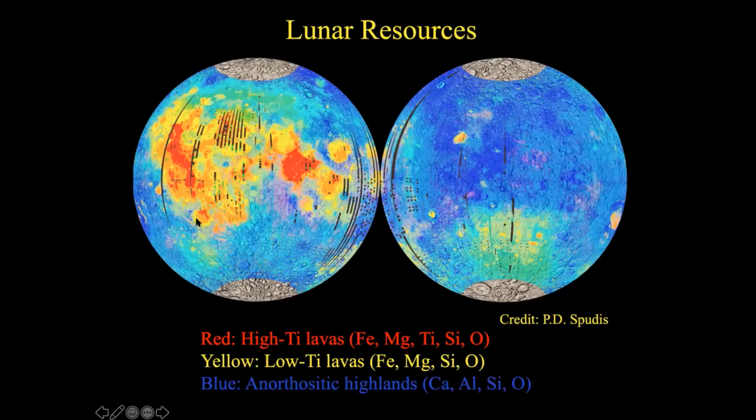This image shows the mineralogy of the moon. The near side is on the left, the far side on the right. Basically, the high titanium mare basalts are colored in red. So if you were after iron, titanium, magnesium, silicon, and oxygen, you'd go to the red bits. The yellow areas are the low titanium mare basalts. So this is where you'd go if you're interested in iron, magnesium, silicon, and oxygen. And the blue bits are the anorthositic lunar highland crust, which don't contain iron, magnesium, or titanium, but are very rich in calcium and aluminium, which are also useful materials, especially aluminium, and silicon and oxygen. So the moon has its own mineral resources.